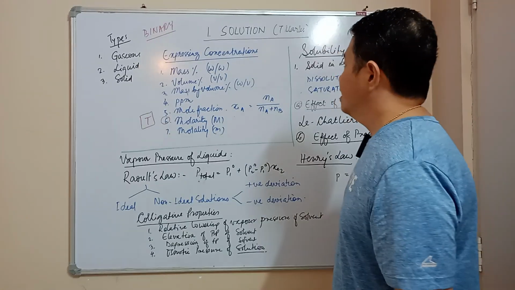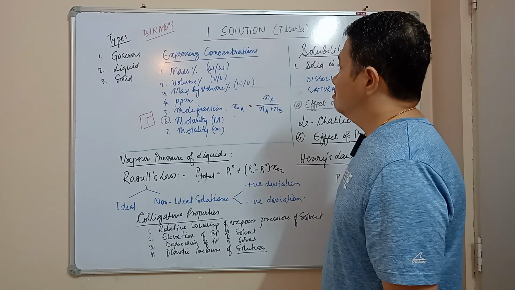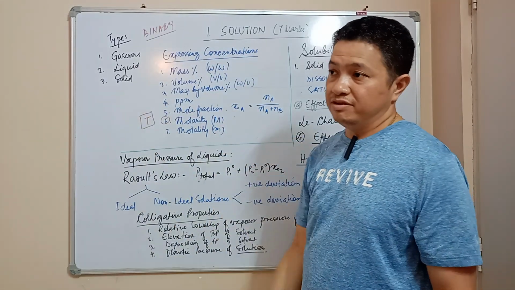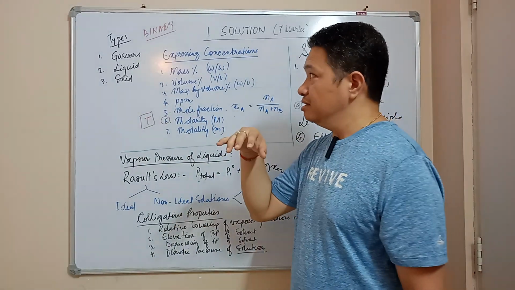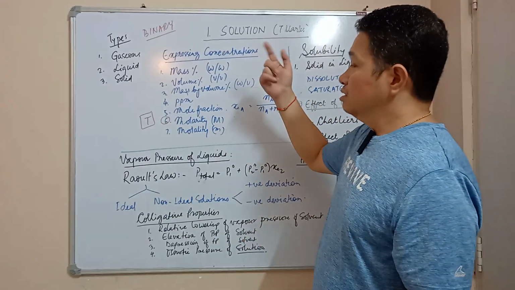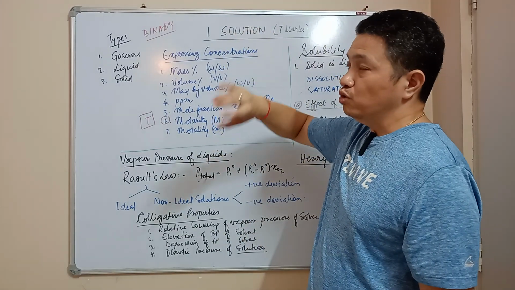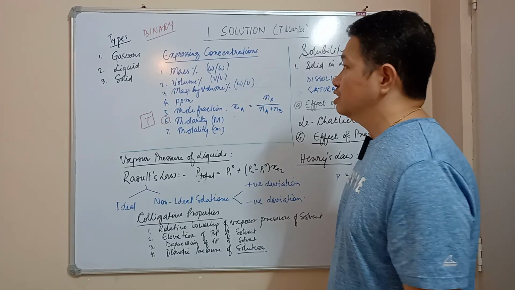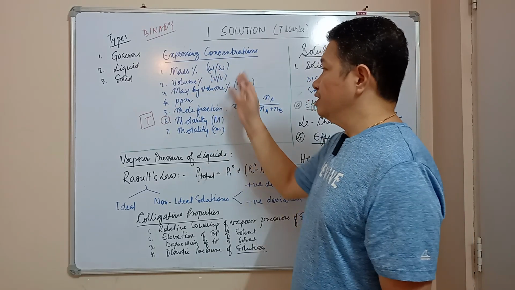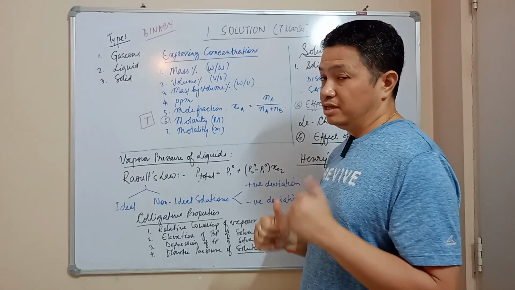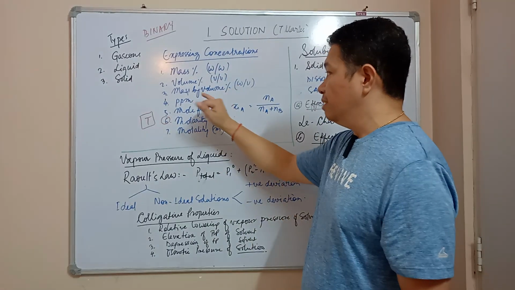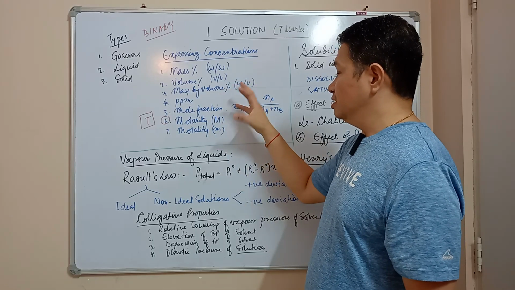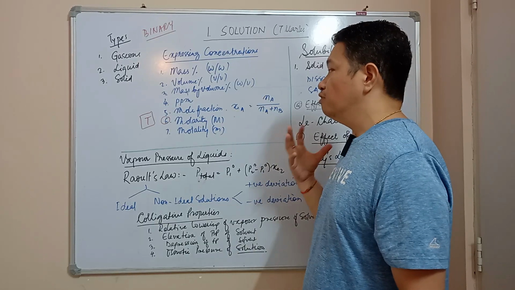Now remember, there are many ways of expressing the concentration, how much solute is dissolved in the solution. There are 7 ways of expressing concentration. Mass percentage, which we call weight by weight; volume percentage, as in the liquor that we drink, V by V, volume by volume; and mass by volume, where the solute's weight is given and the solution is measured in terms of volume.